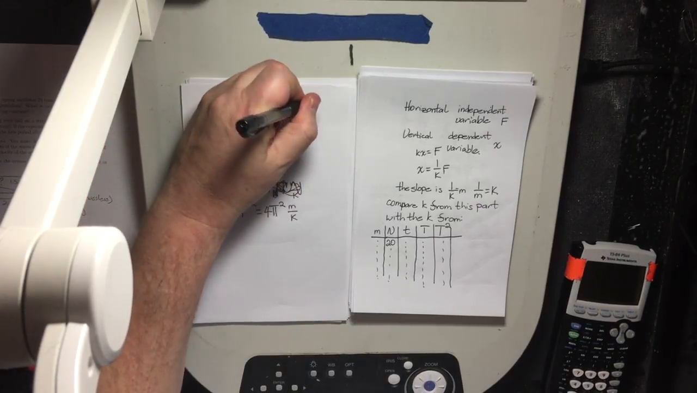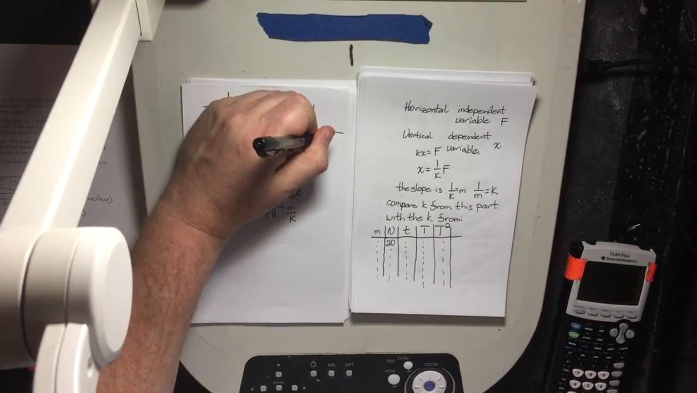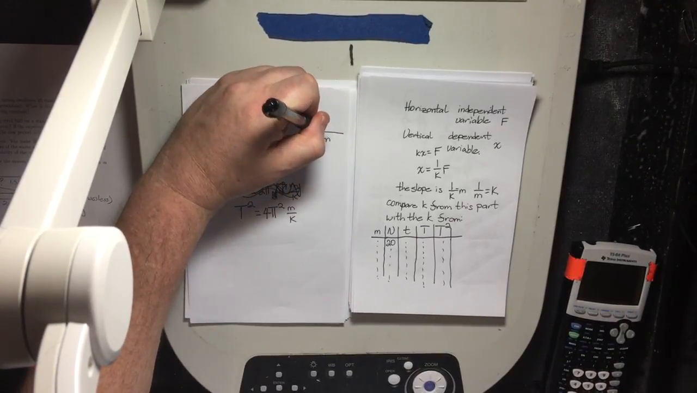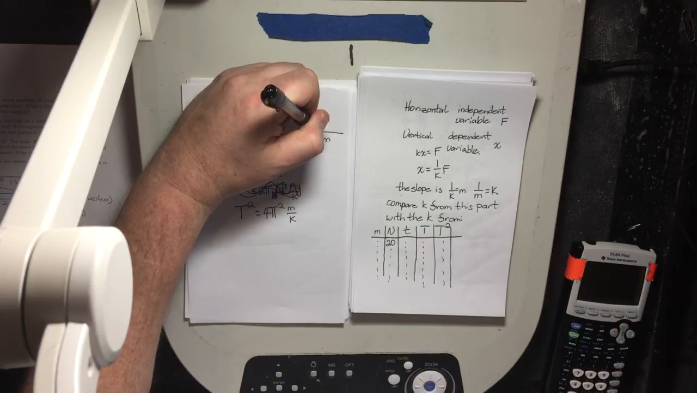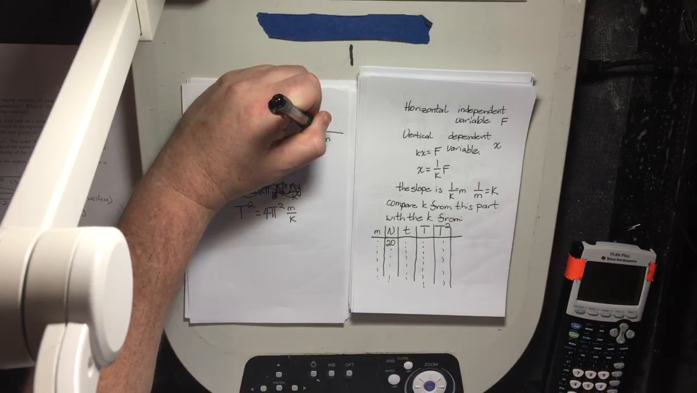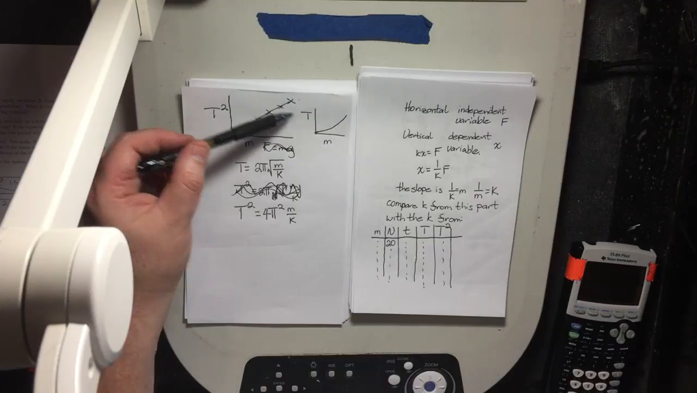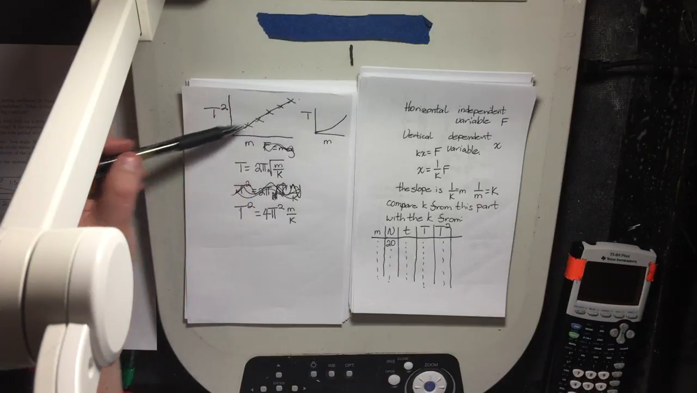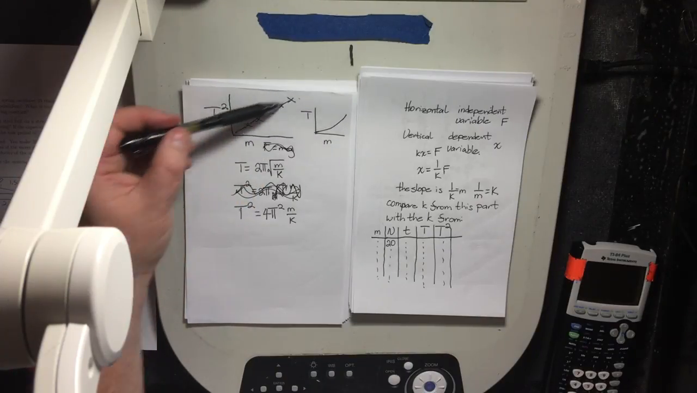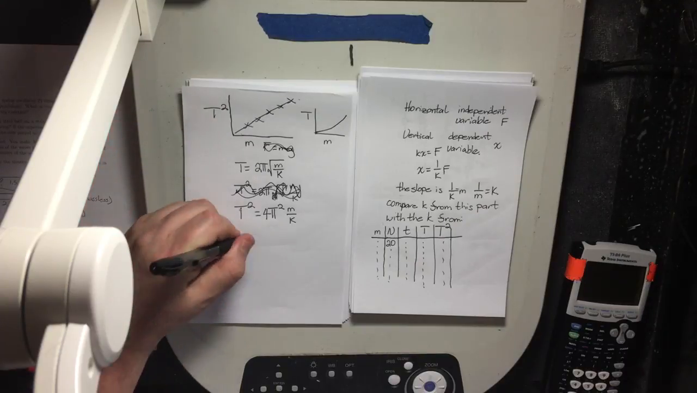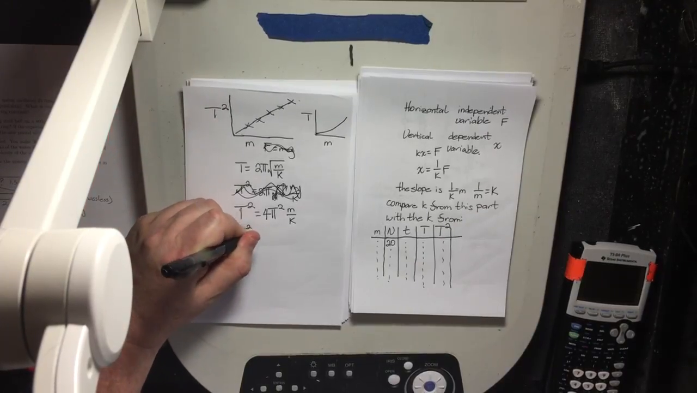If you only had T and m, it'd be some weird curve thing. So it's not something that you can easily find the slope of, because the slope's changing. But with T squared versus m, it is a line. And what you end up doing is you rearrange this.